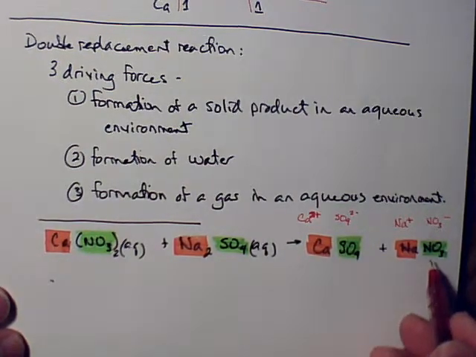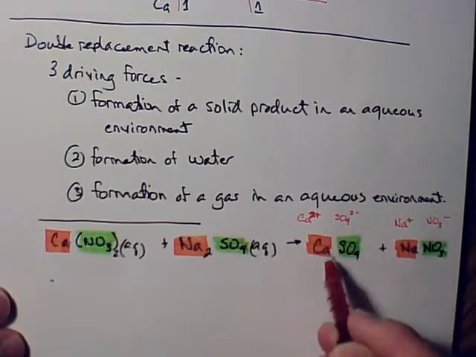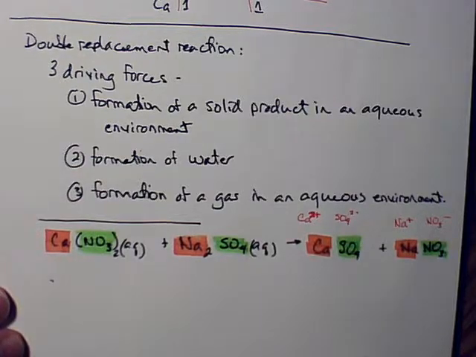1 and 1. 1 positive and 1 negative cancels out. 2 positive and 2 negative cancels out. That's all I need, is 1 and 1.